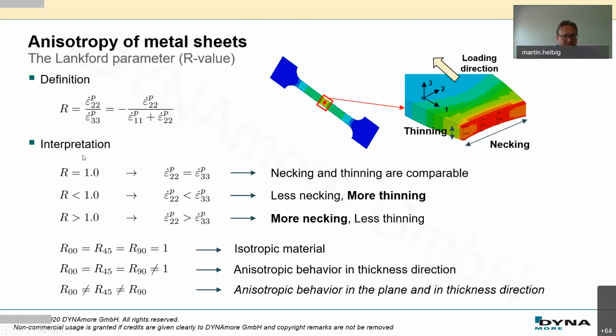And this parameter shows you, if it's 1, that necking and the thinning of your material are comparable. If you have values less than 1, it's less necking, more thinning. If it's bigger than 1, you have more necking and less thinning. So if these R values are the same and quite 1, you have an isotropic material. And if you have the same parameters for R0, R45, R90, you have an anisotropic behavior in the thickness direction. And if all 3 parameters are different, you have an anisotropic behavior in the plane and in the thickness direction. And these parameters you need to describe the material behavior.